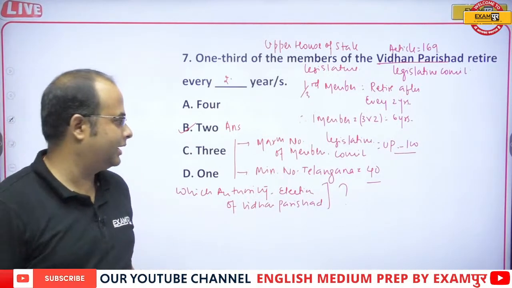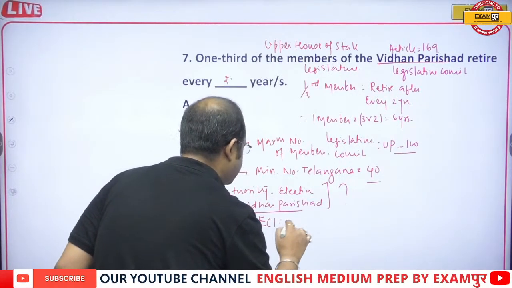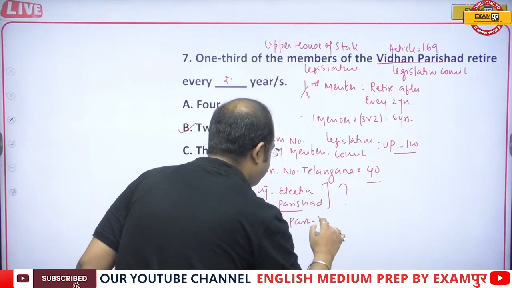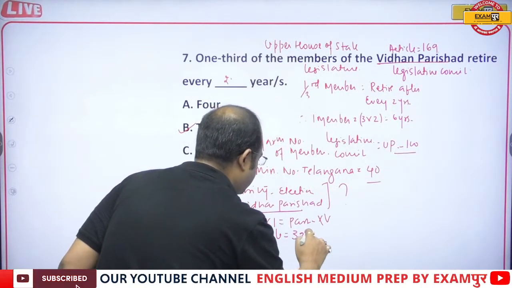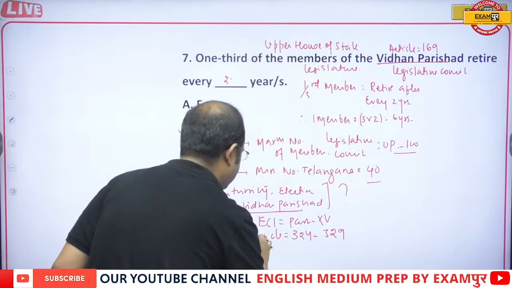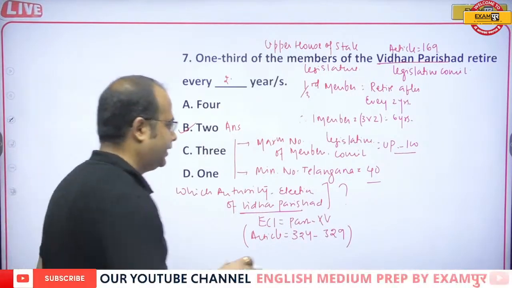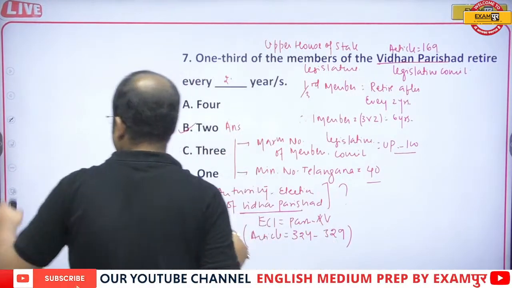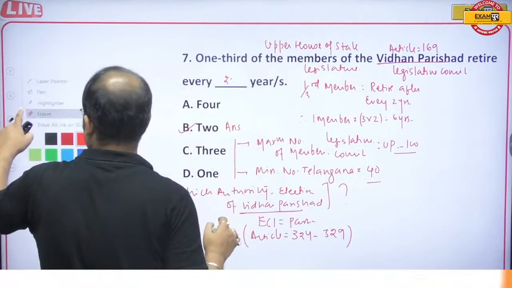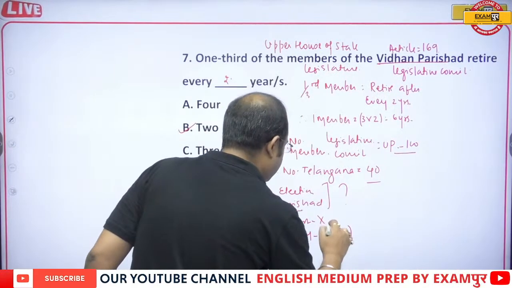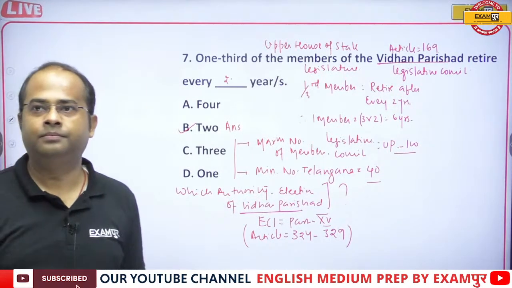So that is being conducted by the Election Commission of India. Very good. That is mentioned in Part 15, Article 324 to Article 329. Definitely, guys, it is not the State Election Commission, it is the Election Commission of India.